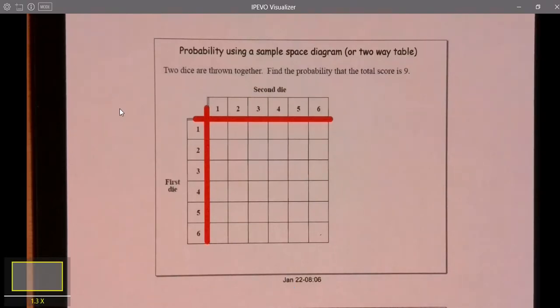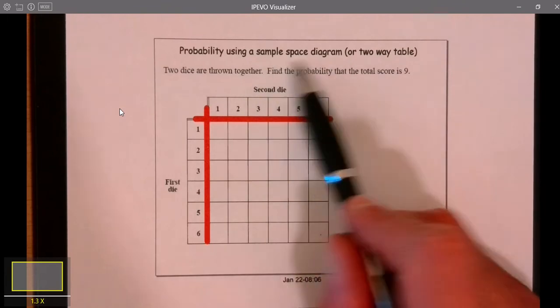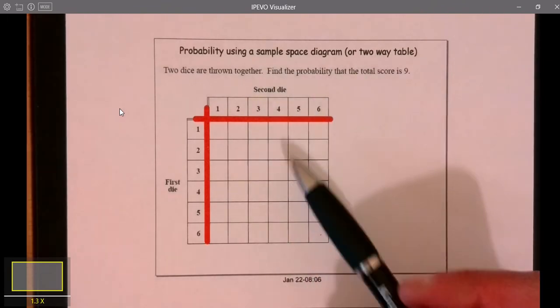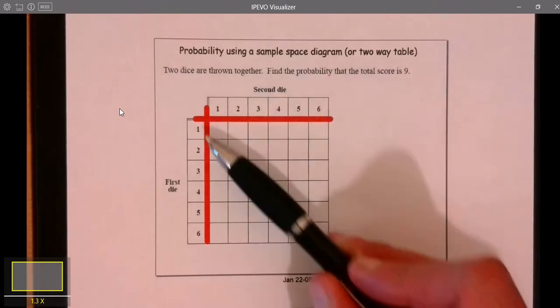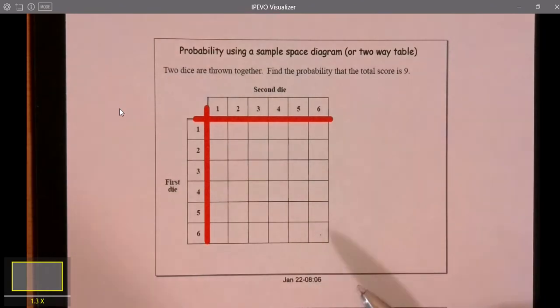A bit of probability, looking at two-way tables where two events are going on. Sometimes we refer to this as a sample space diagram. All a sample space diagram is, is just this table here. It's just a way of listing out the outcomes that you might have.